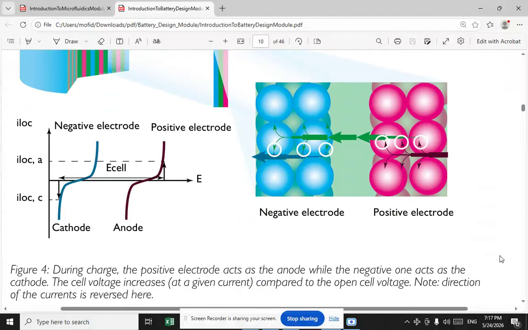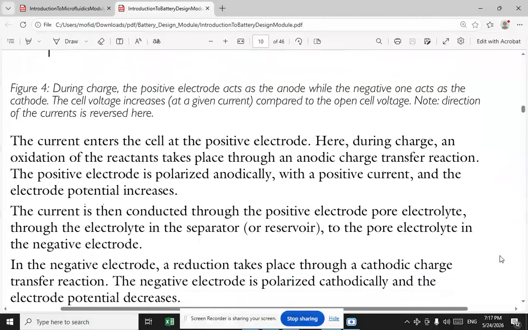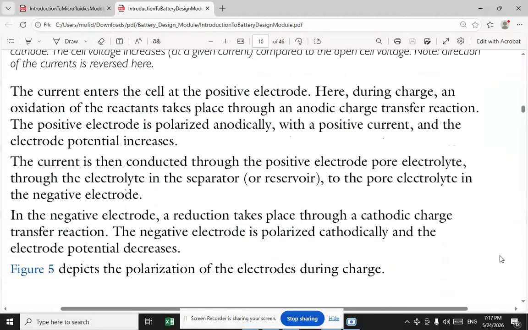Figure 4 shows that during charge the positive electrode acts as the anode while the negative one acts as the cathode. The cell voltage increases at a given current compared to the open cell voltage. Note that the direction of the current is reversed here. The current enters the cell at the positive electrode during charge, and oxidation of the reactants takes place through an anodic charge transfer reaction.